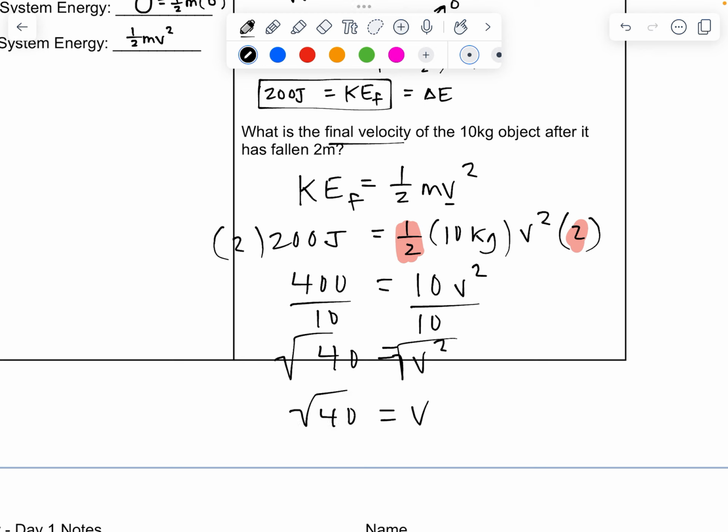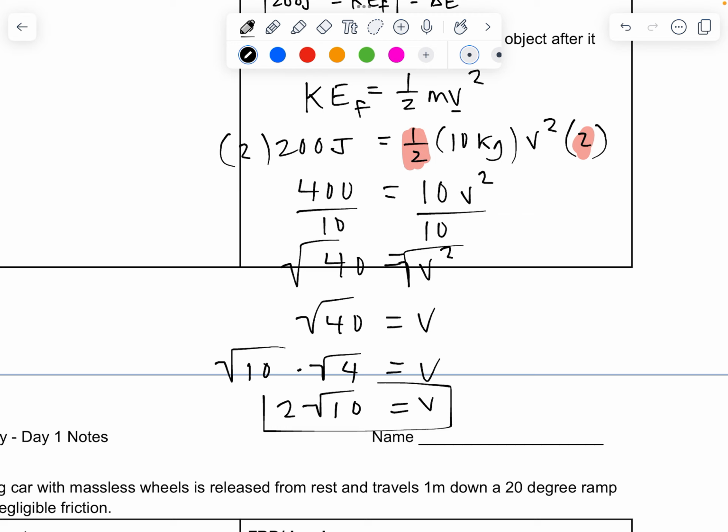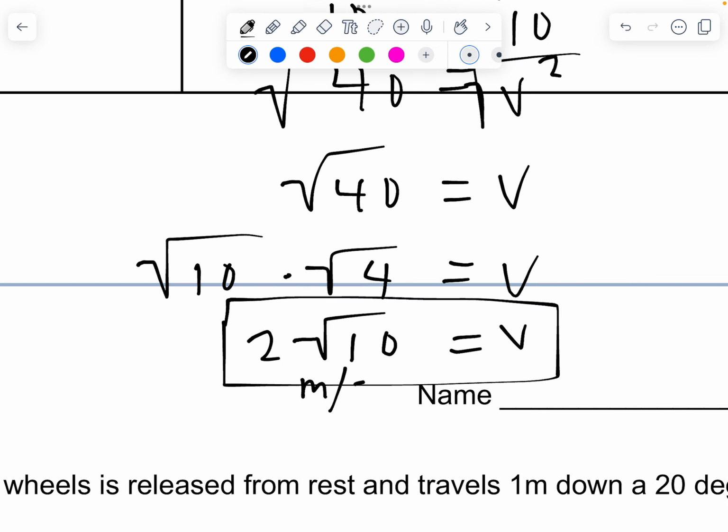Now, I don't have a calculator, but it's around 6 point something. Or if you want a little math review, that's the same thing as the square root of 10 times the square root of 4, which is 2 radical 10. So I don't know what that answer is. There's your math answer, but you would just plug the square root of 40 into your calculator, and that would be your answer in meters per second. So don't forget to add your units, because we're talking about velocity.